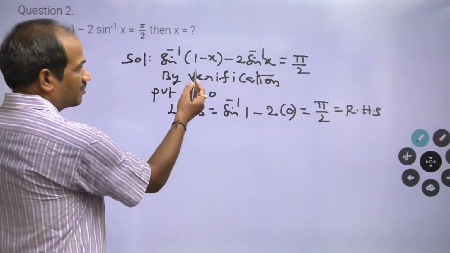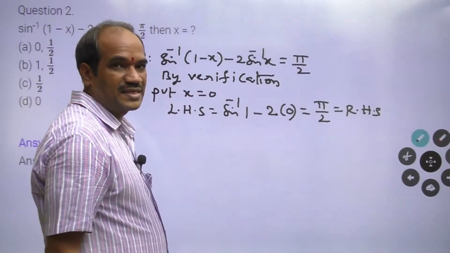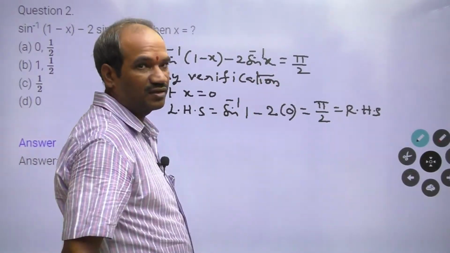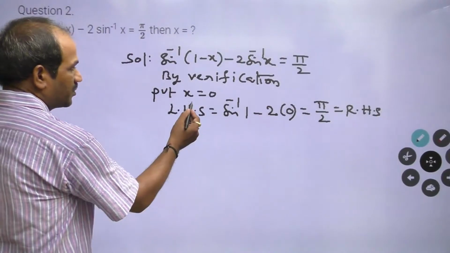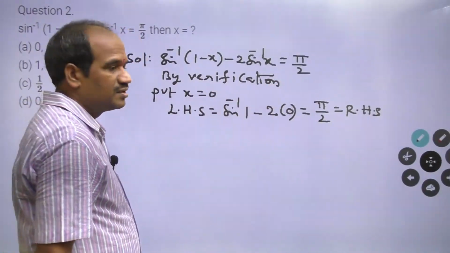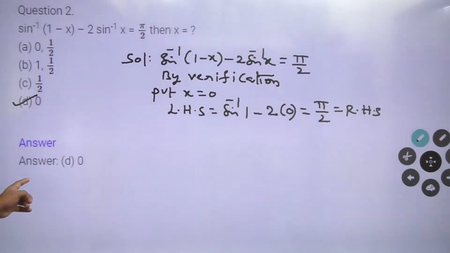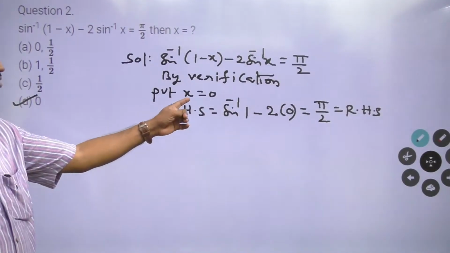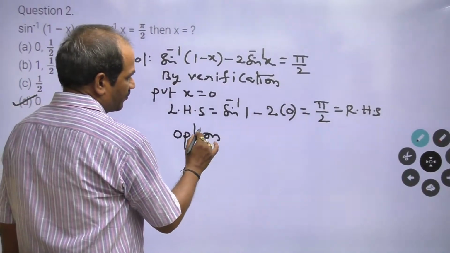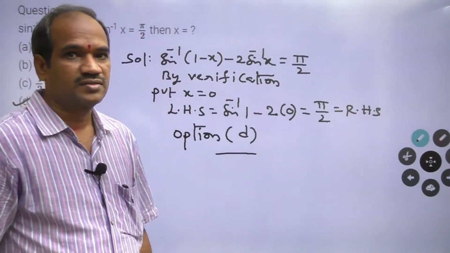Now replace x by 1 by 2: 1 minus 1 by 2 is 1 by 2, and sin inverse of 1 by 2 is pi by 6. Minus 2 pi by 6 does not give the RHS value. With x equal to 0, LHS is equal to RHS. So option D is the right option, x value 0. Write this question.